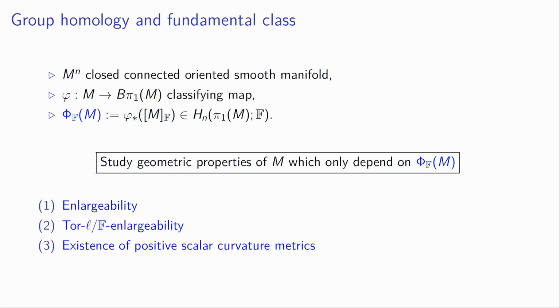I will explain this in terms of 3 examples, namely the property of being enlargeable, or enlargeability, of smooth manifolds. Then we have a refinement, which we call TRLF enlargeability. And in the third point, I will talk about existence and non-existence of Riemannian metrics of positive scalar curvature on smooth manifolds, and how that is related to the first 2 points, especially to group homology.